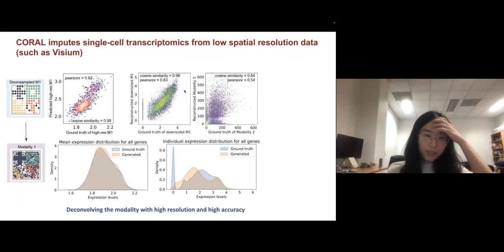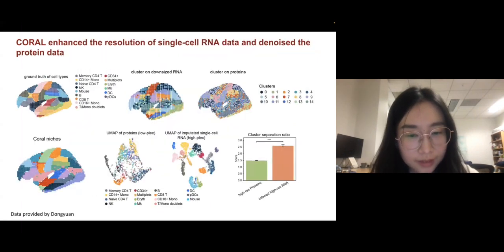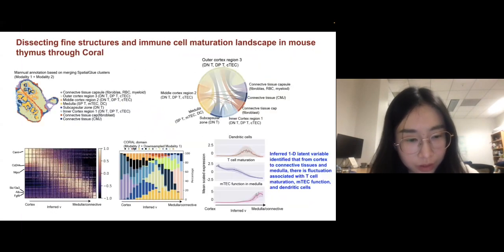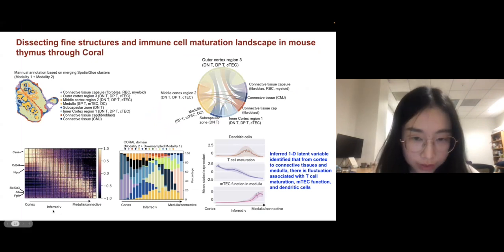Thank you. Yeah, that's a very good question actually. I ran it multiple times, and I always get these directions, not from cortex to medulla, but I sometimes got them from medulla to cortex.